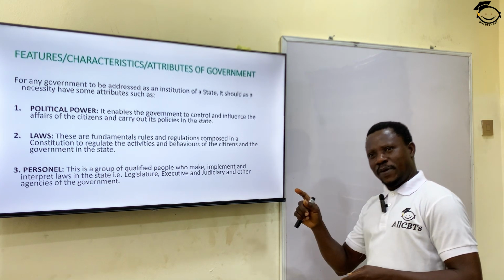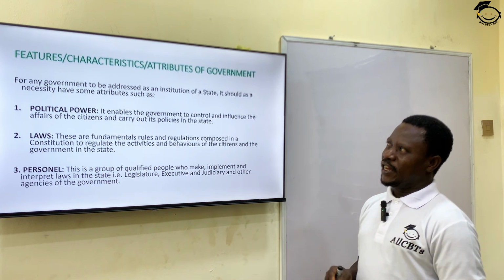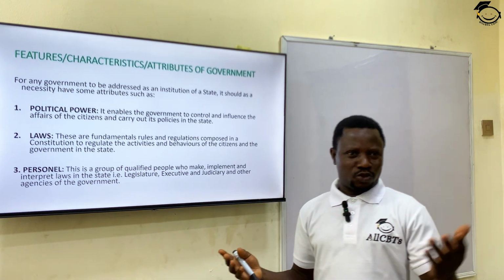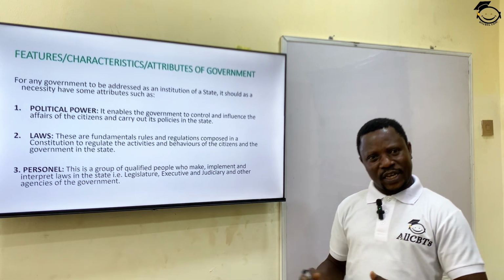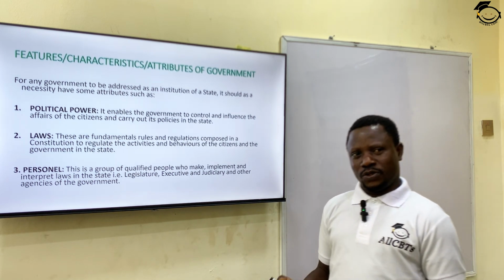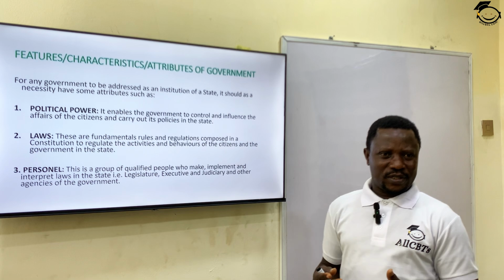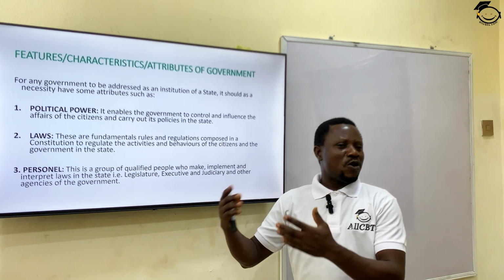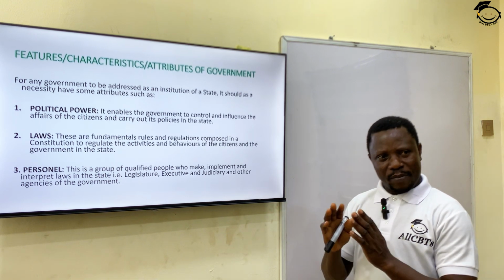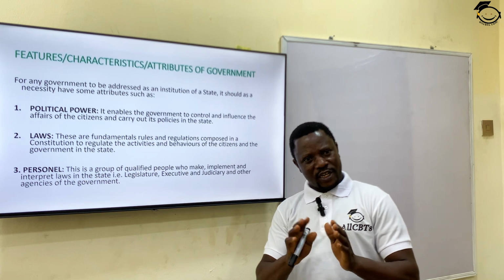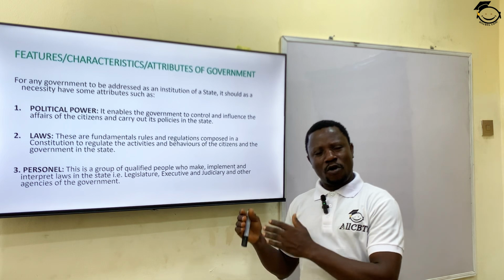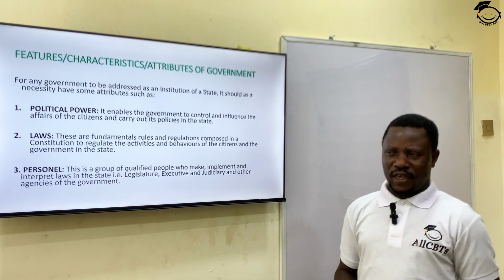Now, if you remember, students, I mentioned earlier that government is an institution of a state. But there are many other institutions. As you know, religious organizations, they are institutions. Companies, industry, they are also institutions. Family is an institution. So what makes government to be distinguished from these other societal institutions? That's what we're talking about now. The elements, the characteristics, the attributes, the features that make government to be different from other institutions of a state.